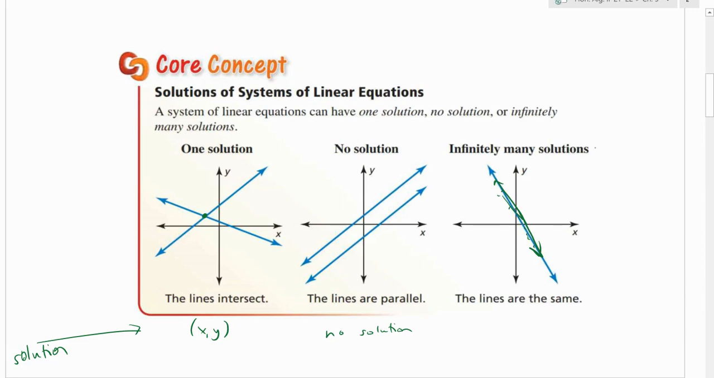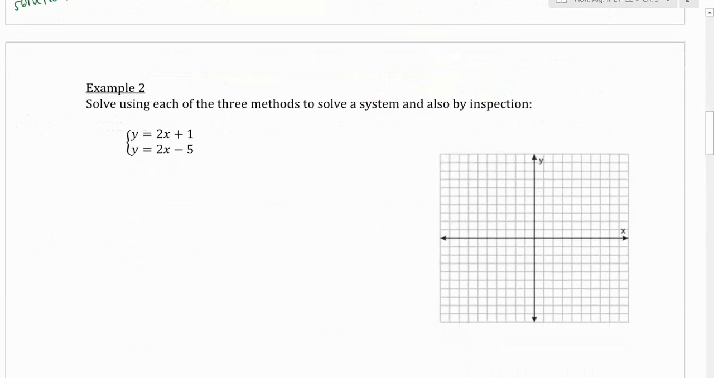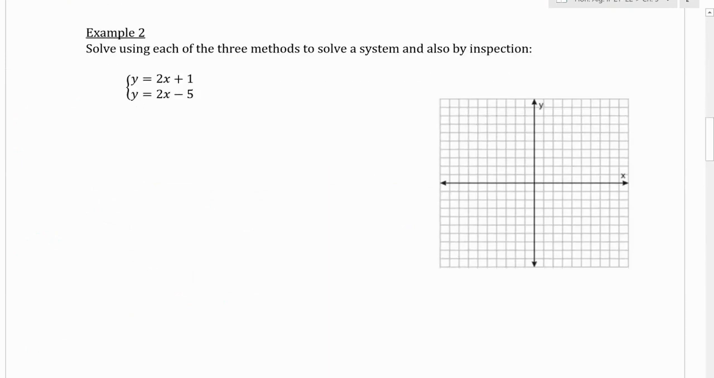So remember, this is how many solutions. We write our actual solution this way. It's not just any point that works. It's all the points on that line. Okay? So we're just going to do a few of those and just make sure you get the hang of it. So it says solve using each of the 3 methods and by inspection.